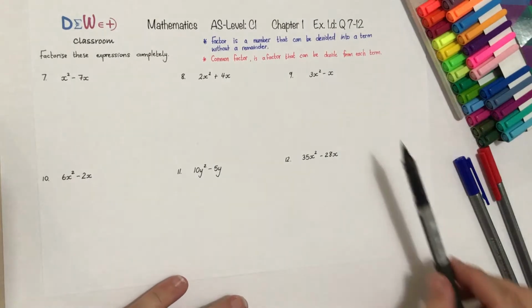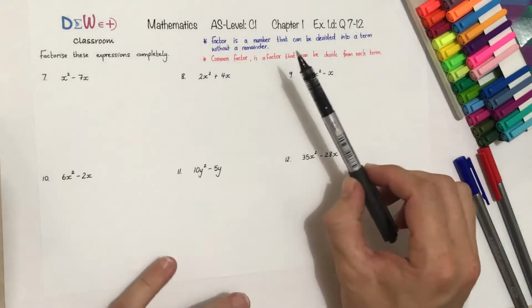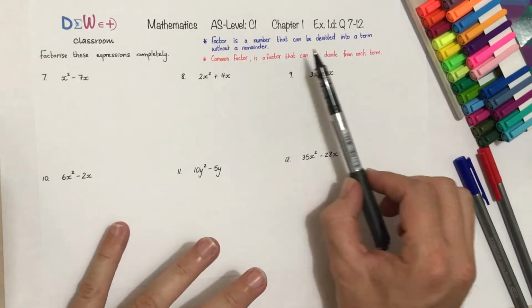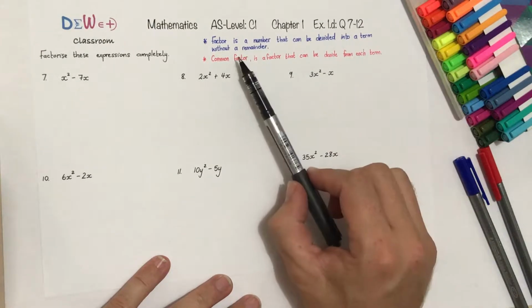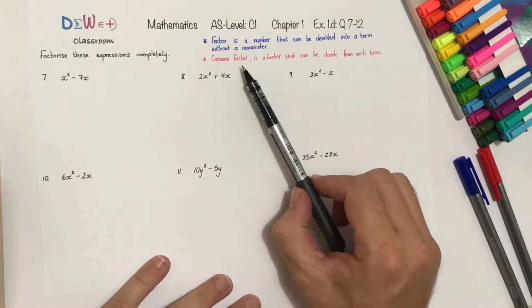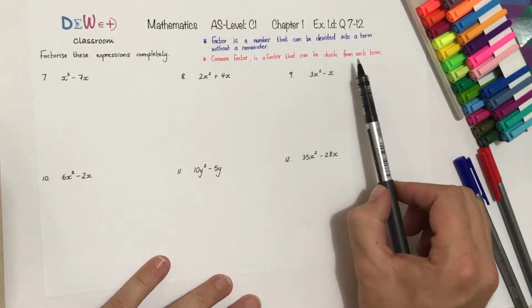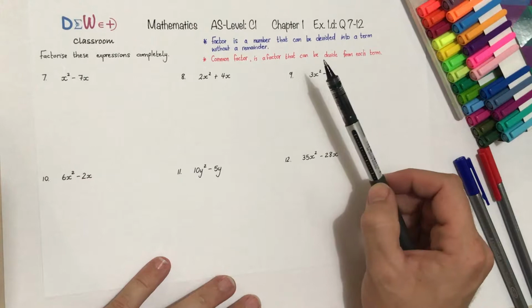And before we kick off, there are two definitions that you need to know, and these are just rough definitions. A factor is a number that can be divided into a term without a remainder, and a common factor is a factor that can be divided into or from each term.